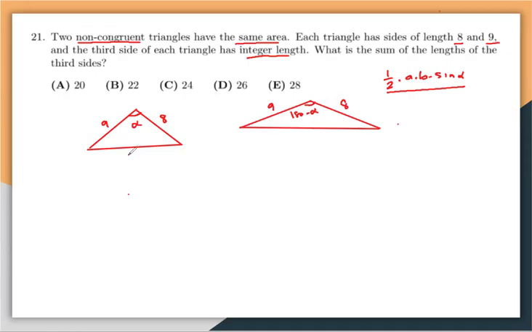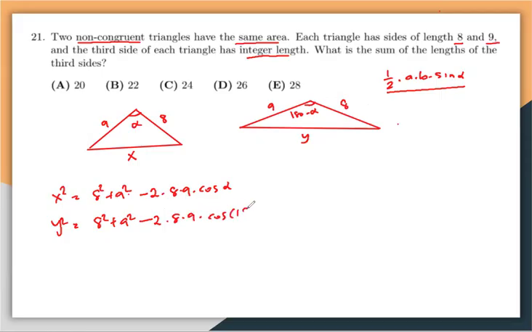In that case, if I want to find these two sides, then I can use the law of cosines. The first one is x squared equals 8 squared plus 9 squared minus 2 times 8 times 9 times cosine alpha. And the second one is x squared equals 8 squared plus 9 squared, also minus 2 times 8 times 9, but times cosine of 180 minus alpha. The cosine of 180 minus alpha is going to be the negative of cosine alpha, so this negative and this negative make a positive.